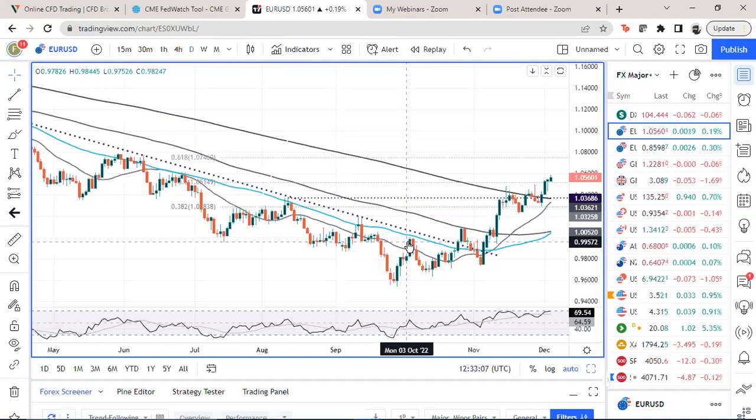OPEC Plus held production steady, as we said, and they're not scheduled to meet until February. So the risks are potentially of a tighter picture in the energy market next year, which leads to higher oil and gas prices. That is a big worry for Europe, potentially with the energy crisis flaring up again, and that would mean the euro would struggle into the first months of next year.